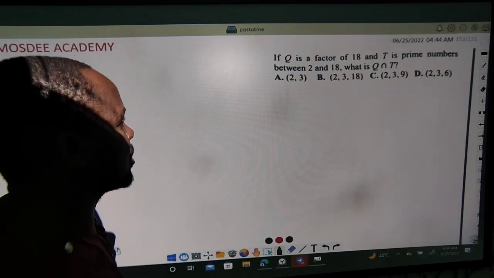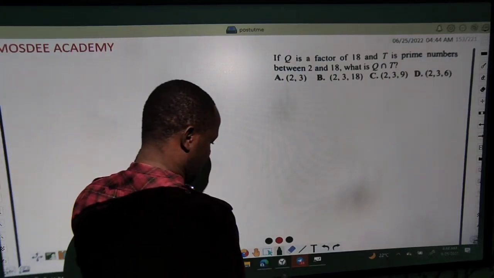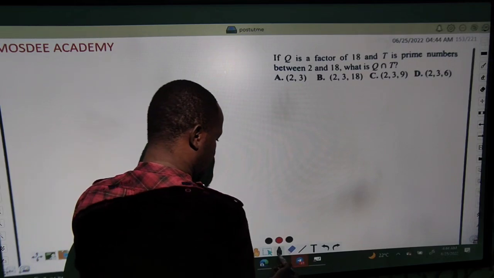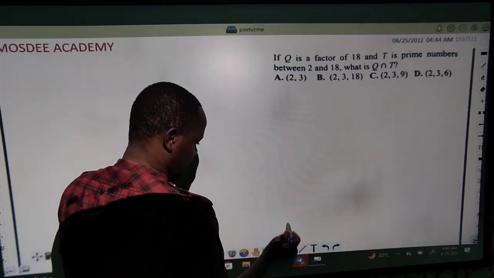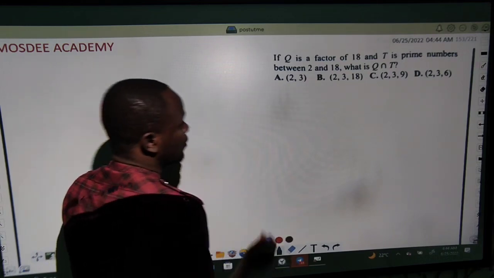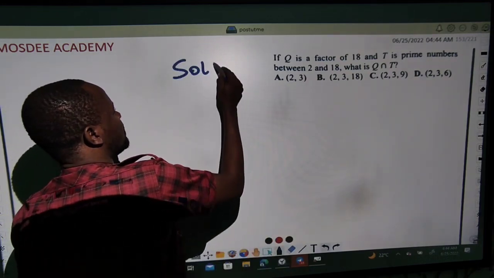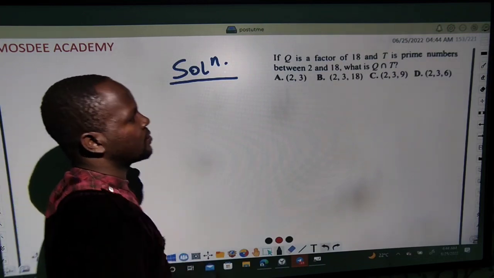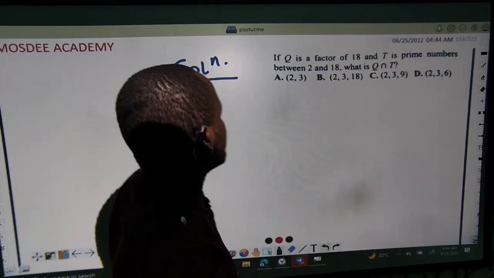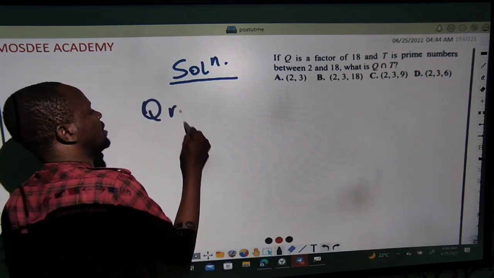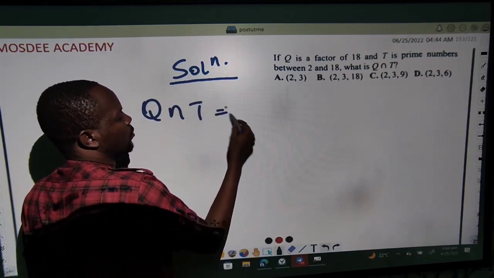It is a speed solution class, and I'm sorry. That is why I just want to be showing you now. You guys are now going to know how to solve questions without wasting time. So now for this one, we say it is a speed solution class. Factors of 18, T is a prime number. What is the intersection? Intersection means common element.